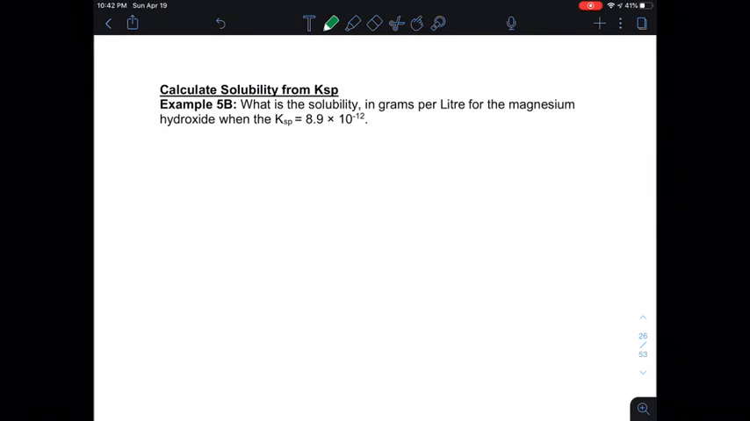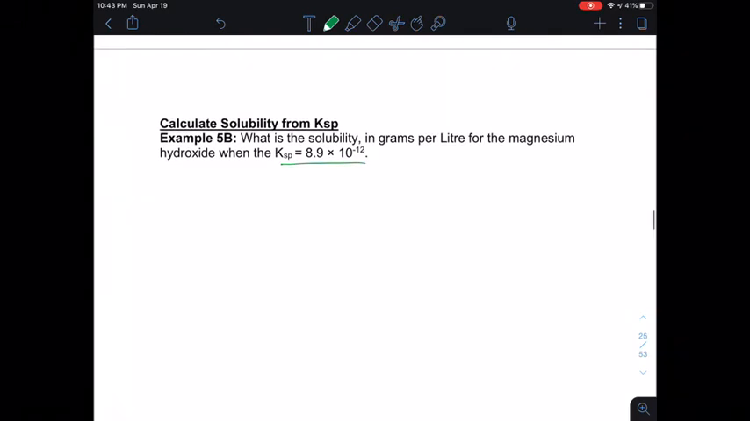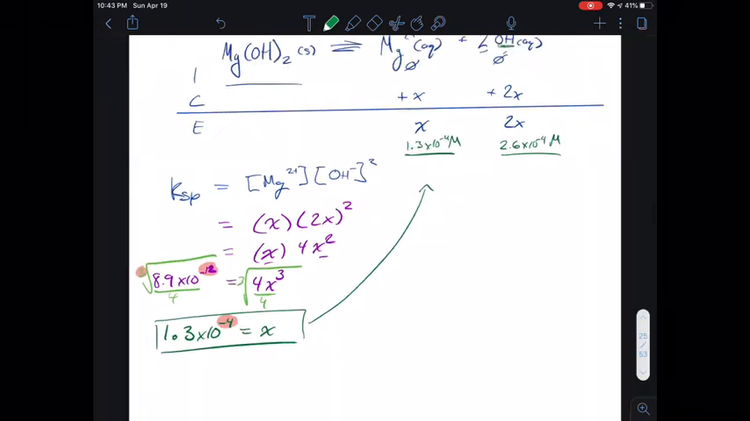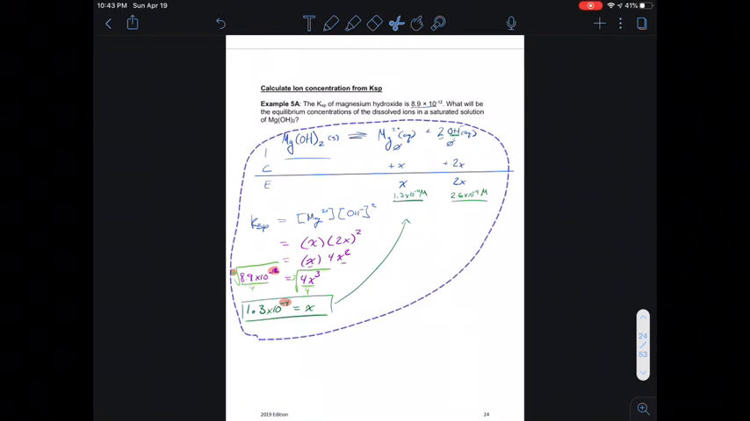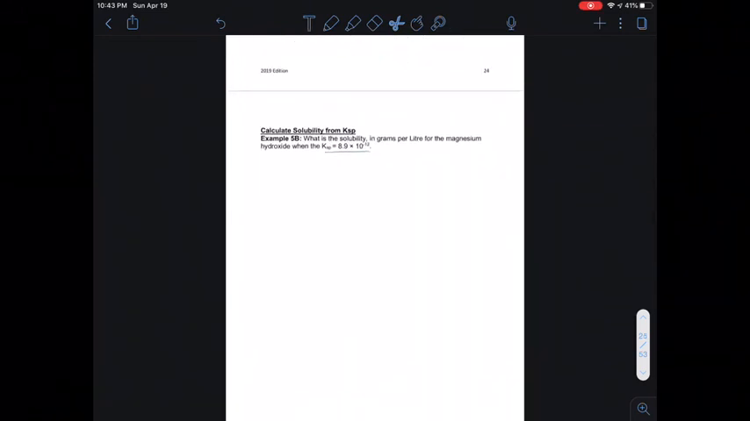All right, what is the solubility in grams per liter for magnesium hydroxide when the Ksp is 8.9 times 10 to the negative 12? So let's say we completed all of this previous example. You know what, I'm going to cheat. Here's how I'm going to do this. This is all the steps you would have to do. This all still applies, so I'm just going to copy that and paste it here.